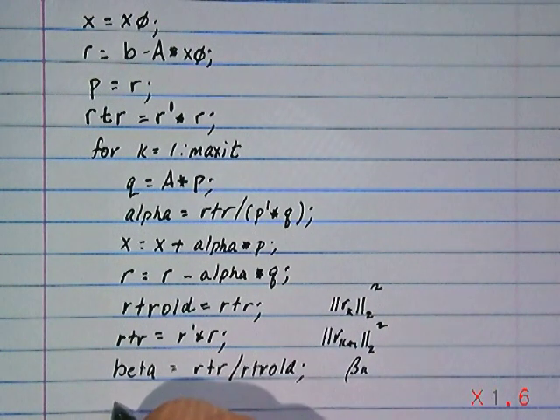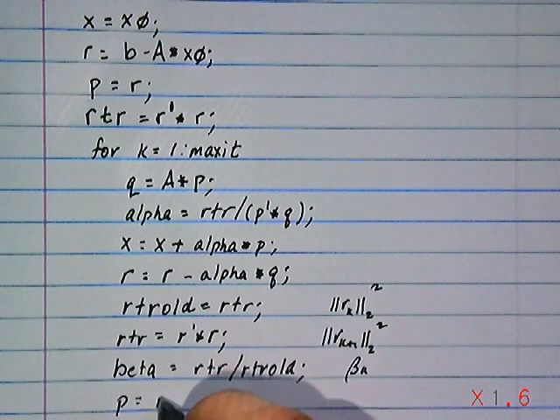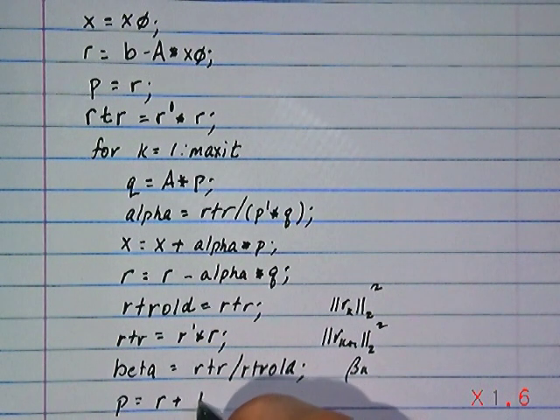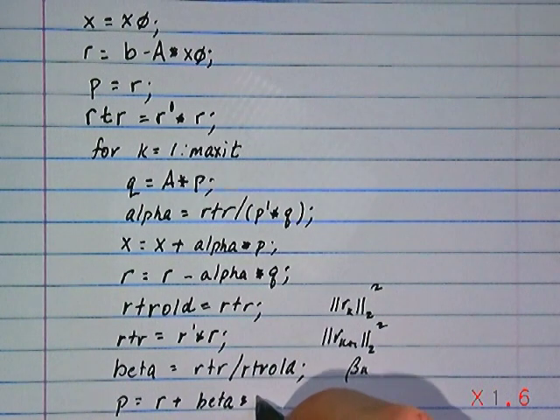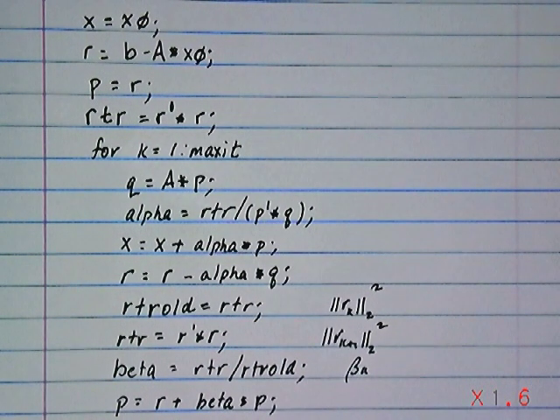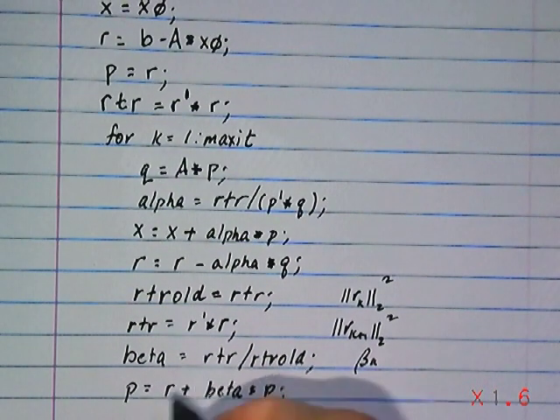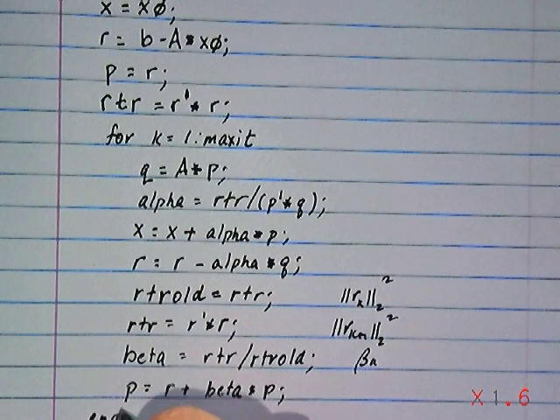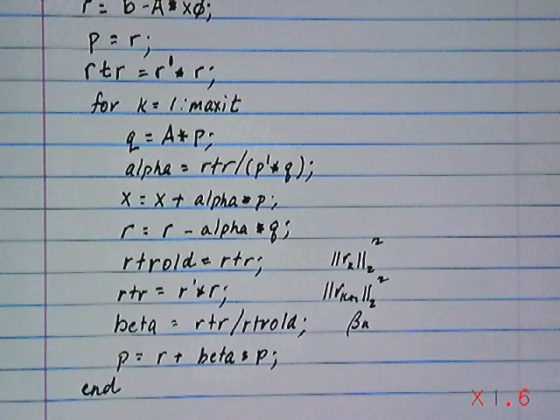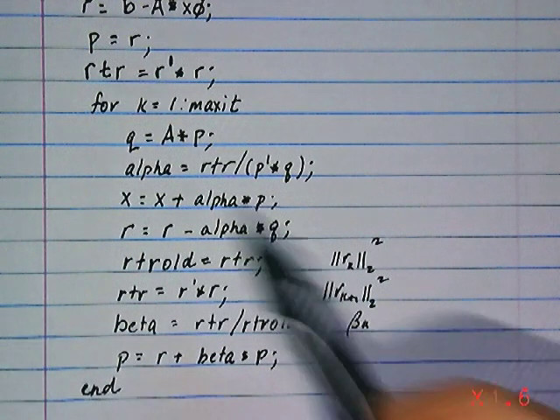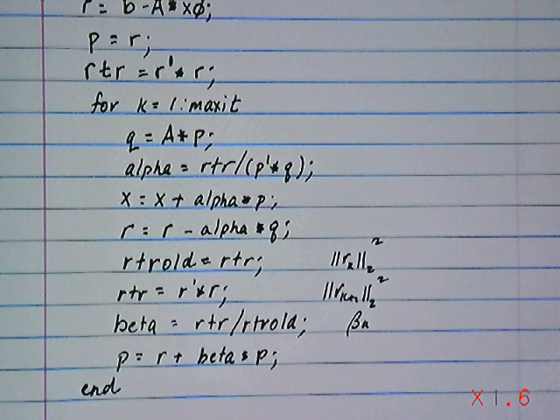And now we're able to go ahead and update the search direction, which is to take the residual in the direction of P scaled by beta. And that's it. In the loop here, we have the entire for loop now in the CG iteration there. And this particular code would just run up to the max number of iterations.